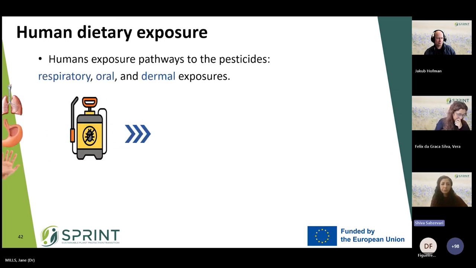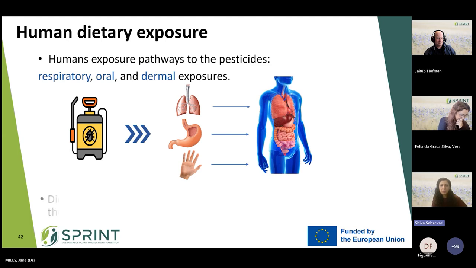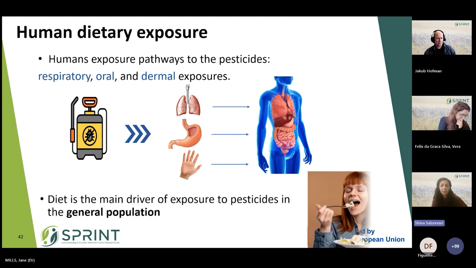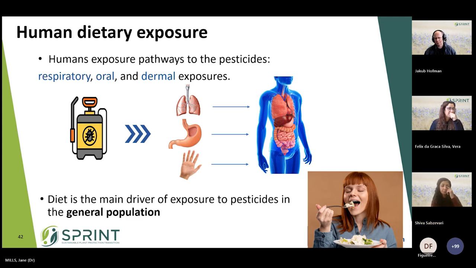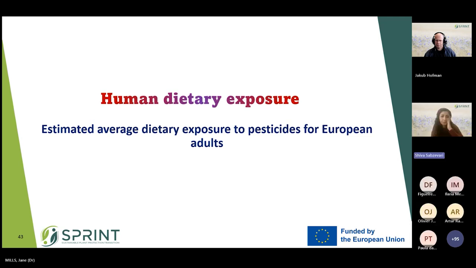Humans may get exposed to pesticides by 3 different pathways, which are respiratory, oral, and dermal pathways. Studies show that for the general population, the main route of exposure to pesticides is through food consumption. Next slide, please. In this tool, we presented the estimated average amount of pesticides European adults are likely to get exposed to through their diet. Next slide, please.